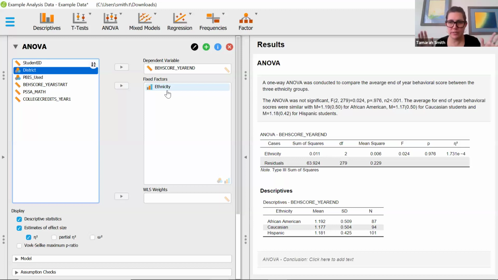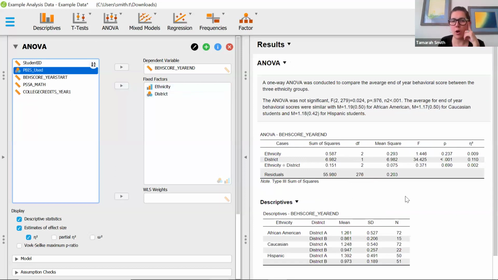Okay, there's no difference in ethnicity, right? Three ethnic groups have similar behavioral group scores. But what if I split them between District A and District B, and then I looked at the three ethnicity groups? Are they still all the same, or is one district looking different than the other? Just pop district in the box here, and your information will automatically update. Love it, love it, love it.